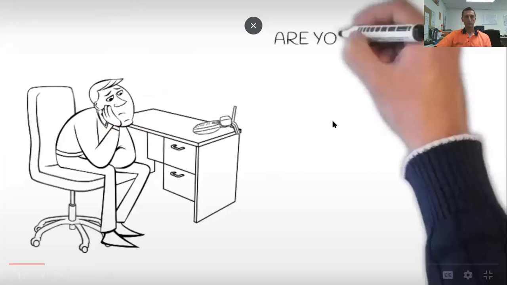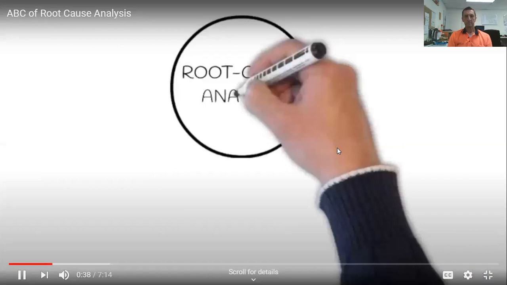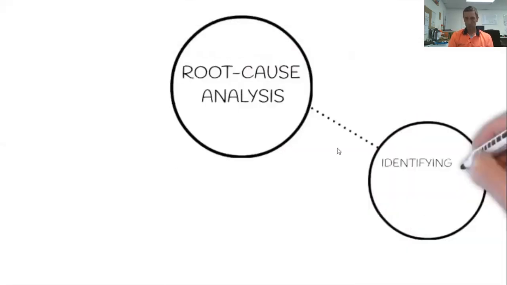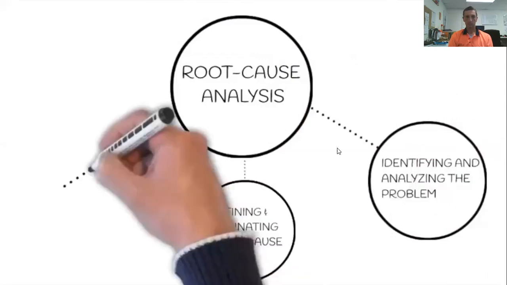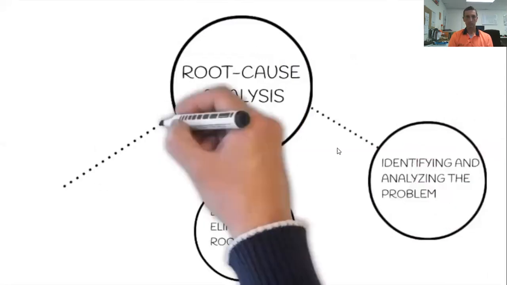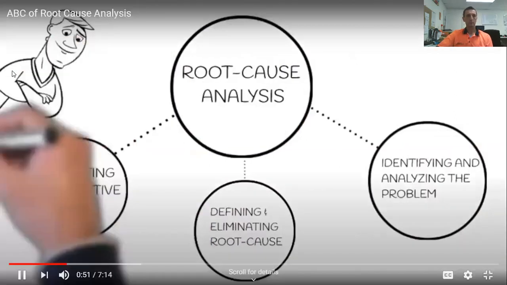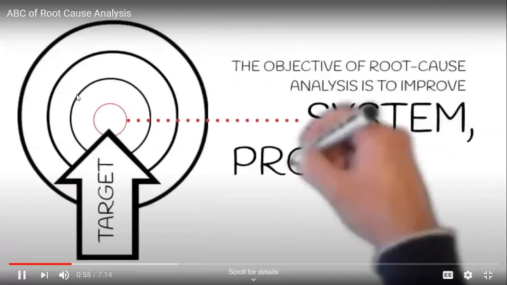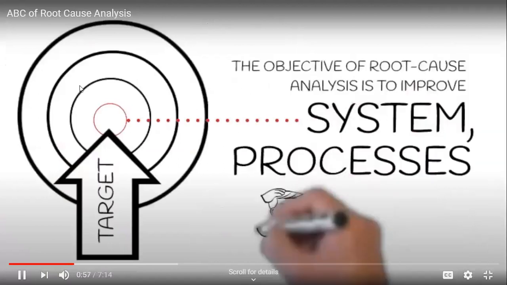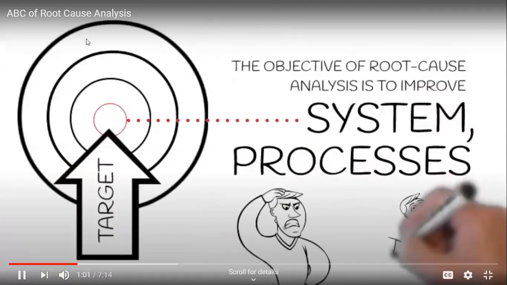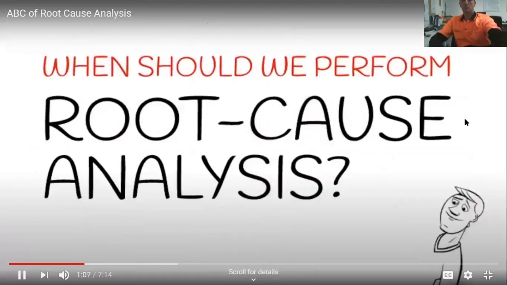This is why root cause analysis is a very useful and productive tool or technique in identifying and analyzing the problem, defining and eliminating the root cause, and validating that the corrective action also prevented recurrence of the problem. It is the objective of root cause analysis to improve the system and processes, rather than immediately tagging people as the problem. When should we perform root cause analysis?